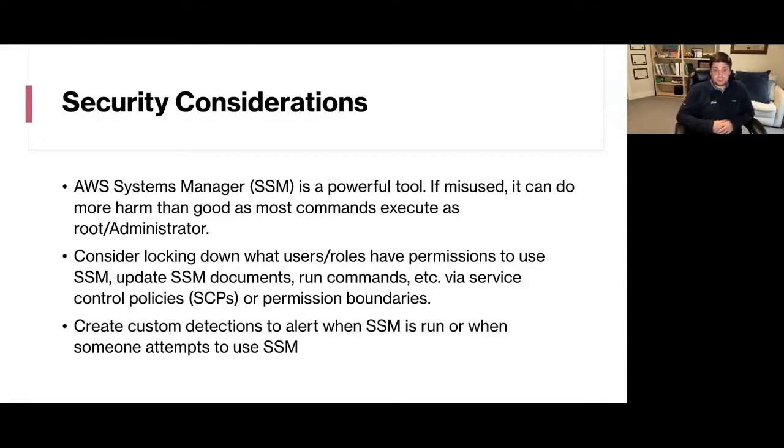And then I'd also be very proactive about everything. So if you're concerned about using SSM, well, create custom detections and alerting through CloudTrail. When a user or role tries to use SSM, you can quickly detect on that. You can alert on that. Even if it's successful, maybe you want to know the successful times when SSM is used too, just for all of your reporting. So if you can really implement these bottom two bullets here, I think you're in a good place when it comes to security.